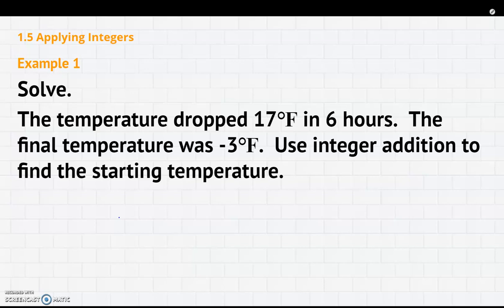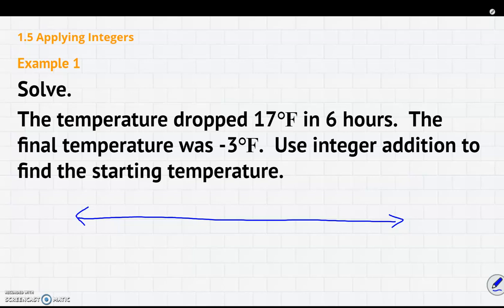Now, when I do word problems, I almost always draw a picture. We get to be a little artsy in math. And so in this problem, I might think about drawing a thermometer. Now, I'm going to draw my thermometer sideways so it looks a little bit more like a number line, but you could draw it up and down if you wanted.